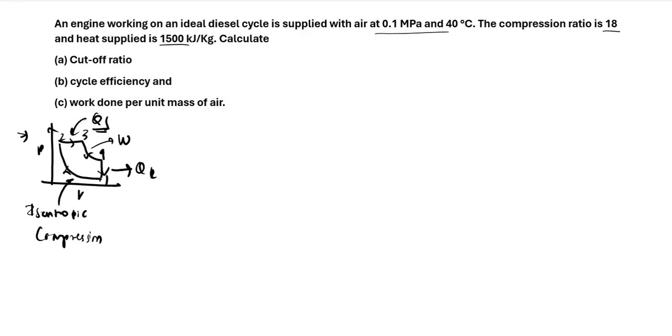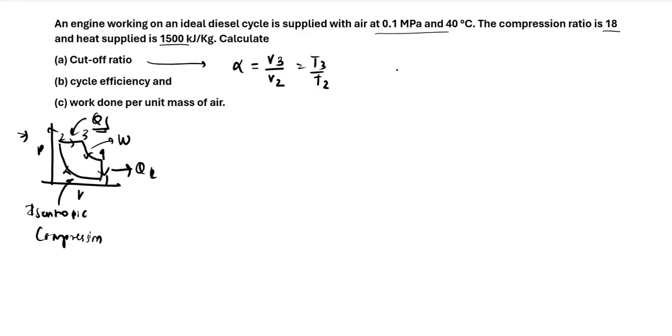Next, we need to calculate firstly the cutoff ratio. So what is the cutoff ratio? Cutoff ratio is nothing but the ratio of volume after combustion divided by volume before combustion. In our case, it will be V3 divided by V2, which can also be written as T3 by T2.